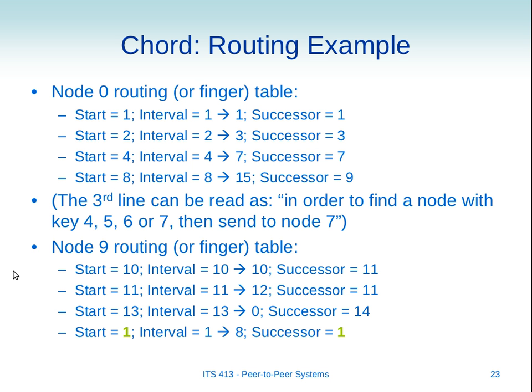This is just some way to write down the routing table, what I've drawn up here. And you can think of it, or let's look at our table. In order to find a node that stores the resource with key 4, 5, 6 or 7, send to node 7. That's how we interpret our routing table.